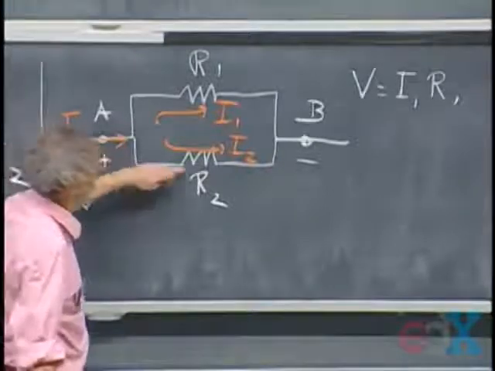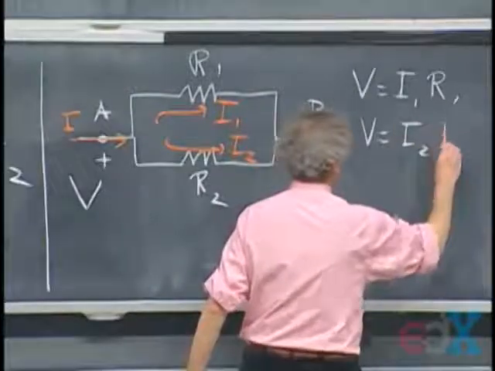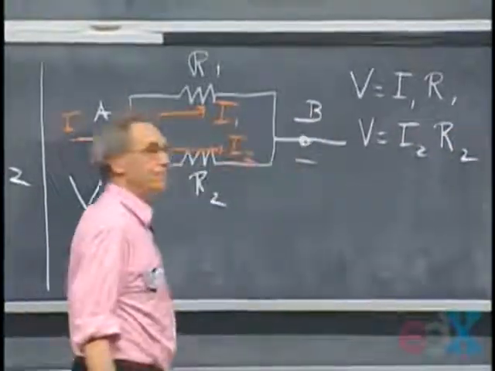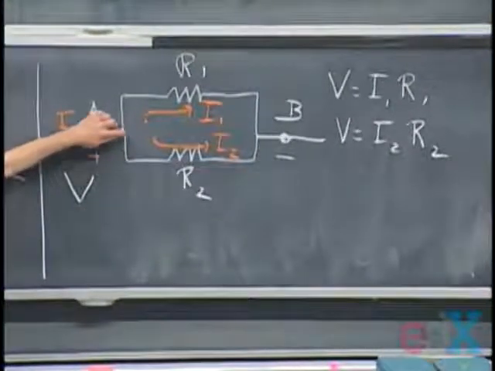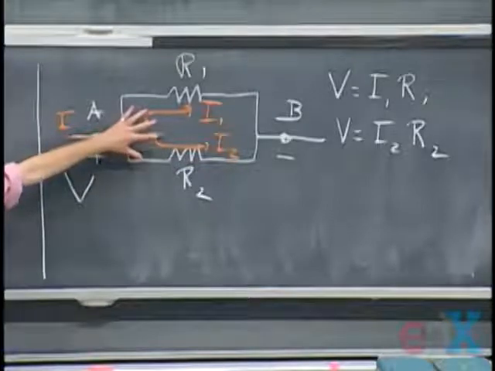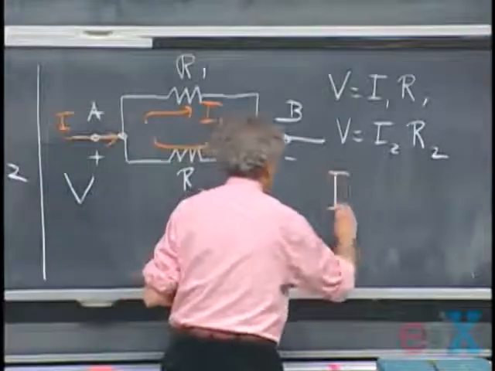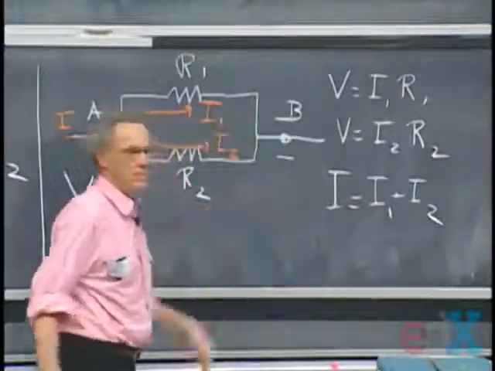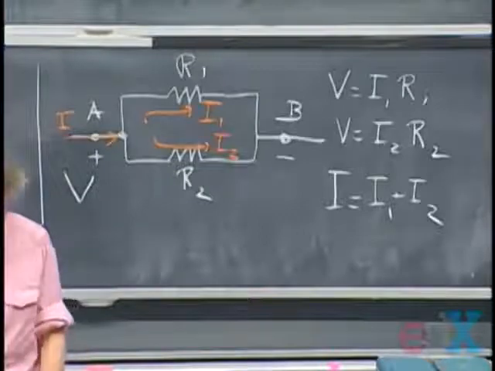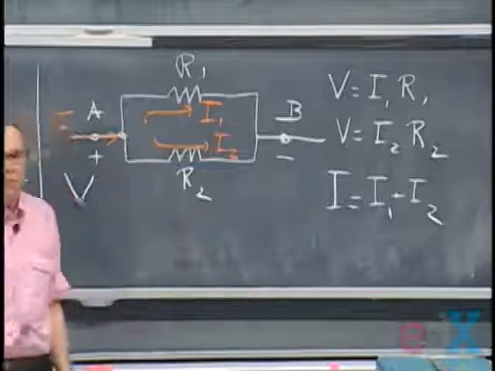But of course you can also go the lower branch. So the same V is also I2 times R2. But whatever current comes in here must split up between these two. Think of it as water. The number of charges that flow into this juncture continue on. And so I, the total current, is I1 plus I2. And so now, you see, you have all the ingredients that you need to solve for the current I, for the current I1, and for the current I2.